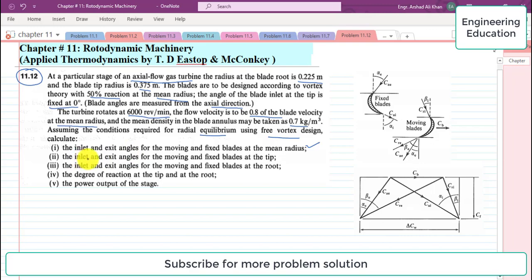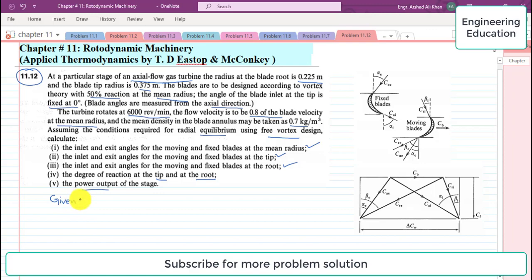Similarly, the inlet and exit angles for the moving and fixed blades at the tip. The inlet and exit angles for the moving and fixed blades at the root. The degree of reaction at the tip and the root. The power output of the stage. So first of all, in this problem, the information given will be written here.